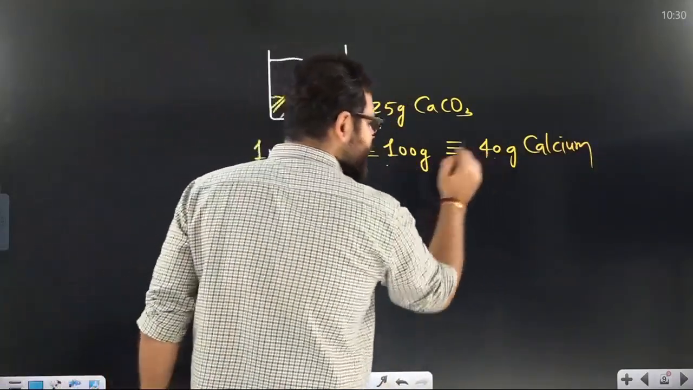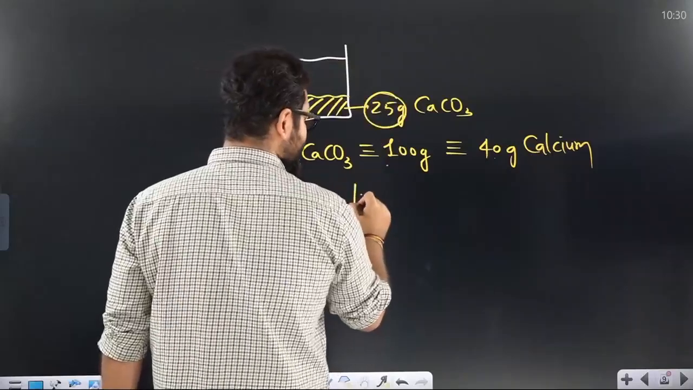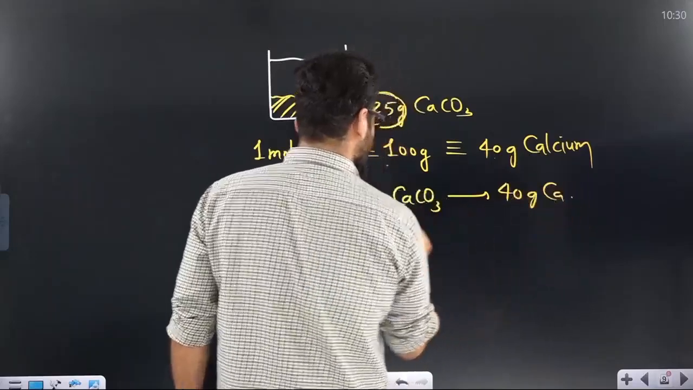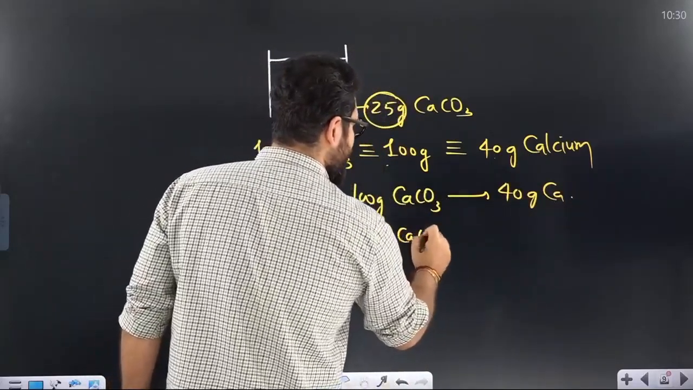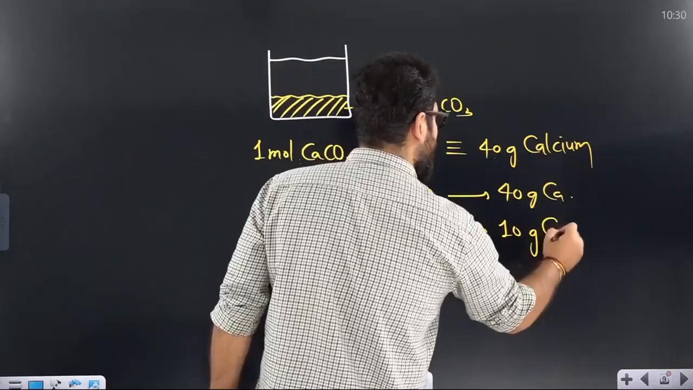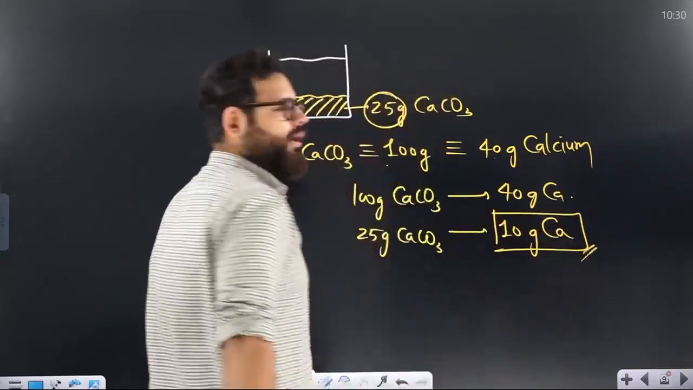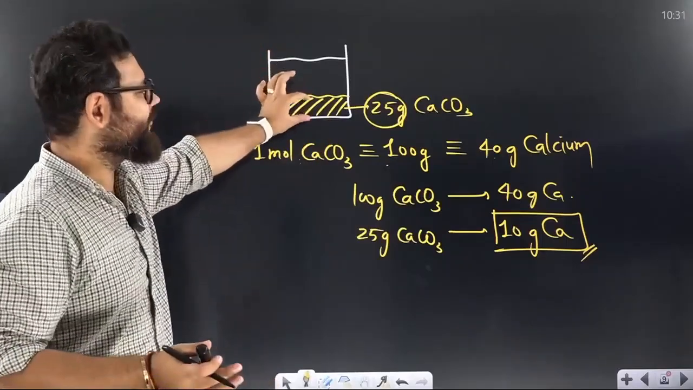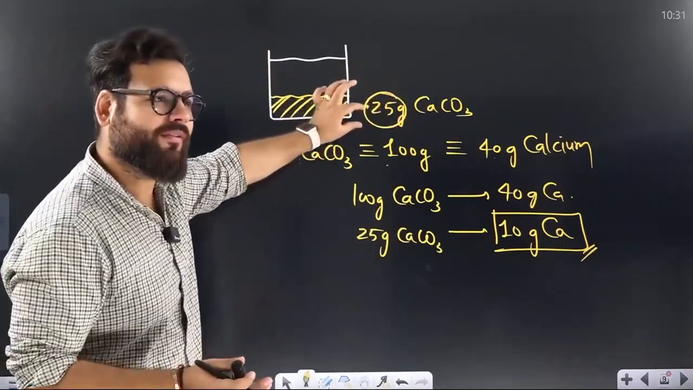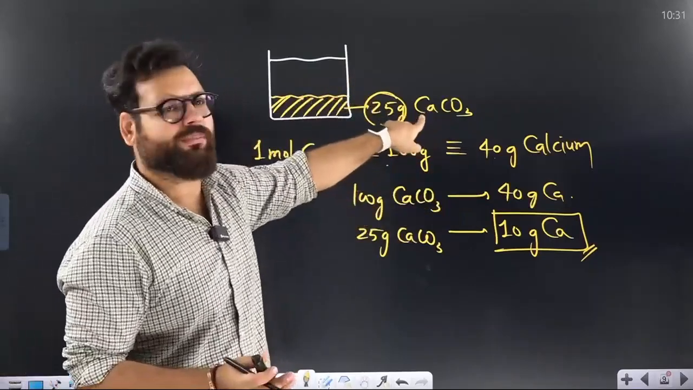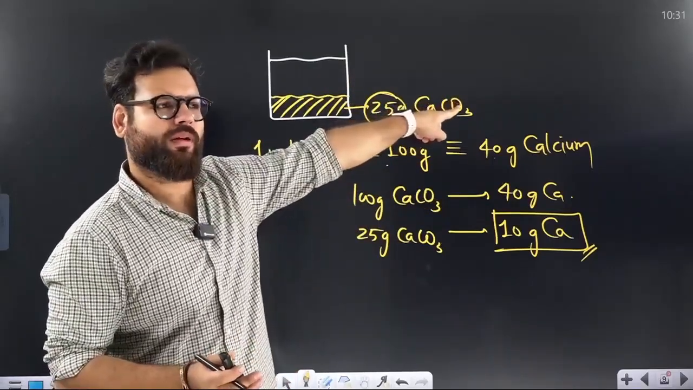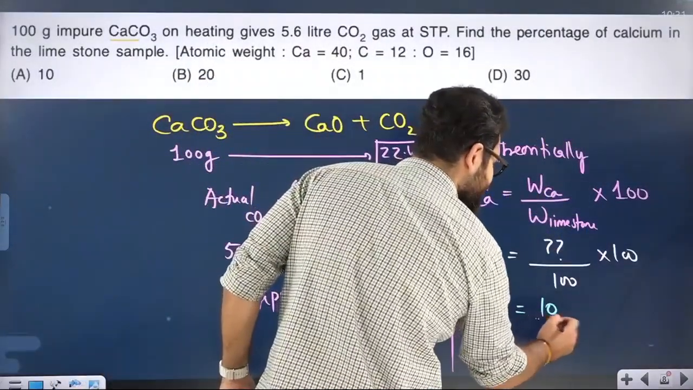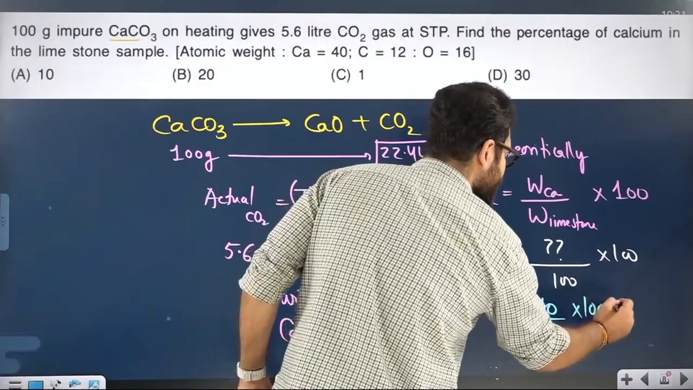So in 100 gram CaCO3, there is 40 gram calcium. In 25 gram CaCO3, there will be 10 gram calcium. I hope all of you are getting this. In this whole 100 gram of the solution, there is 25 gram of CaCO3. In this 25 gram of CaCO3, there is only 10 gram of calcium. Rest is carbonate. Is it clear? So we get percentage of calcium as 10 gram calcium in total 100 gram of limestone into 100, which is 10%.